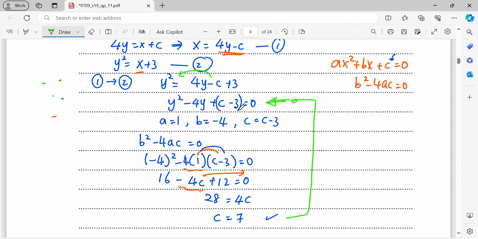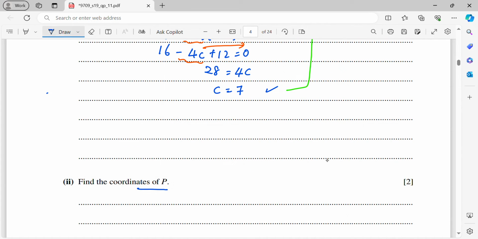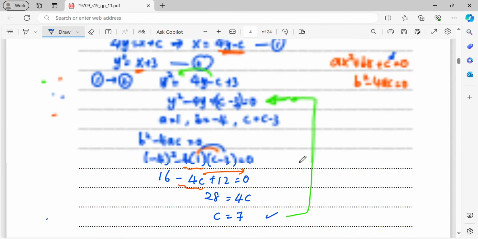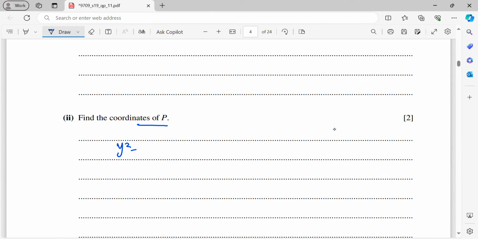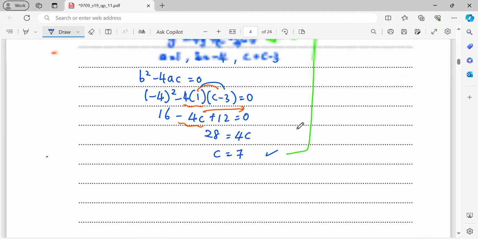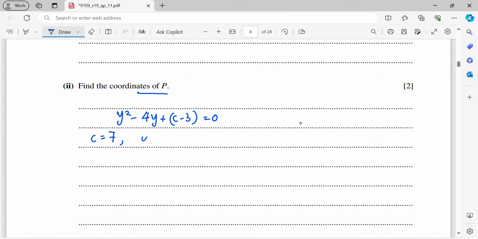So I will rewrite this equation and replace the C value. So y squared minus 4y plus C minus 3 equals to 0. And now the C is found as 7. That means this equation becomes y squared minus 4y, 7 minus 3 is plus 4. Therefore, from here, this quadratic equation can be factorized into y minus 2 squared that equals to 0. How to get it?